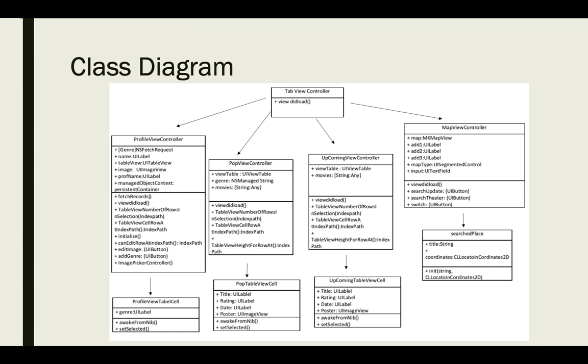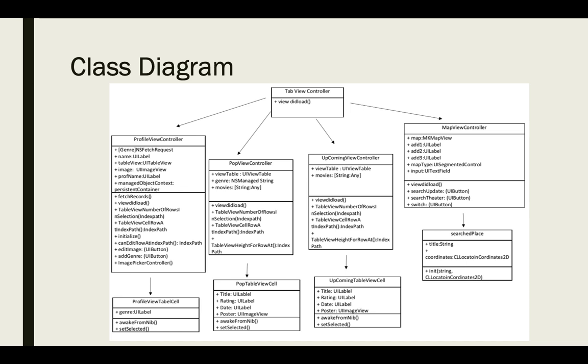So you see, I made a tabs view controller. You'll see later on, I'll show that. But basically, I made a tab view controller, which is connected to multiple view controllers. So we have the profile view controller, which has the genre they like, the image, their profile name, etc.